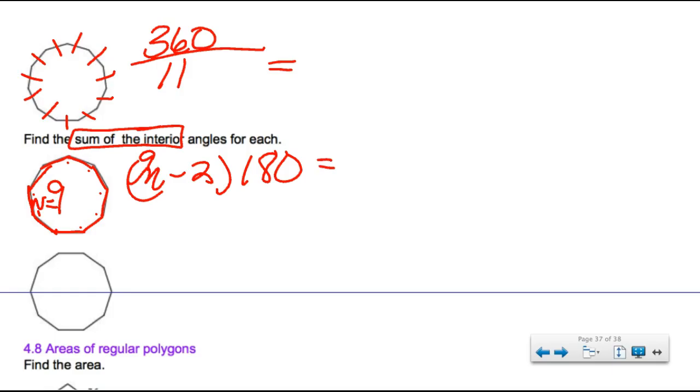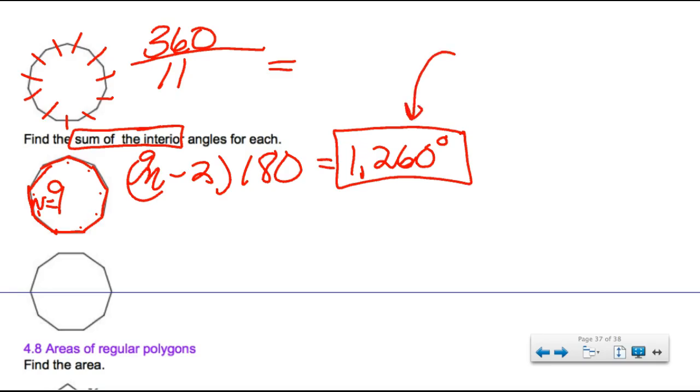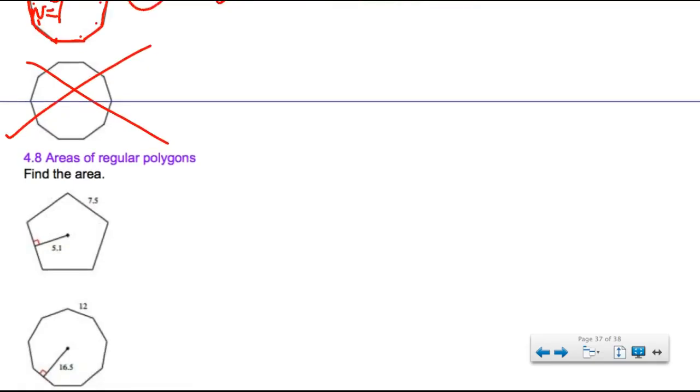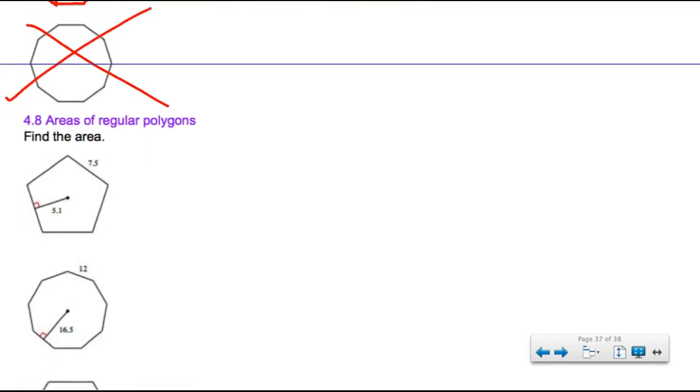7 times 180 gives me 1,260 degrees. That's what all the angles add up to. Again, if I wanted to know what each one was, then I'd divide this amongst the 9 angles. But that's not what it asks, it just asks for sum. And I think you get it, so we don't need to do this one. Now the area of regular polygons. Let's go talk about that.